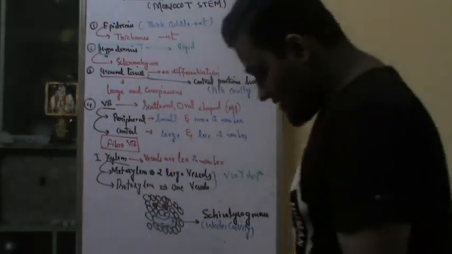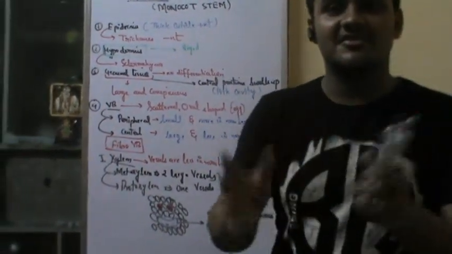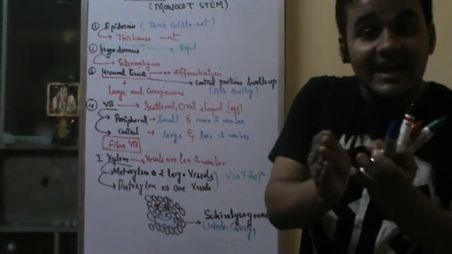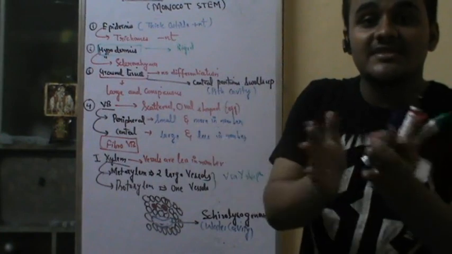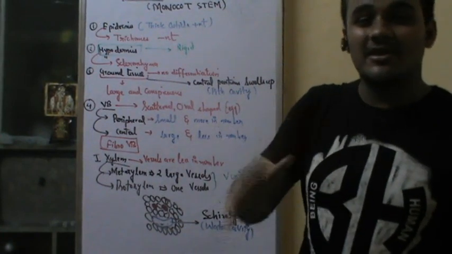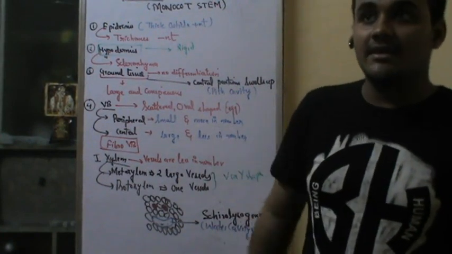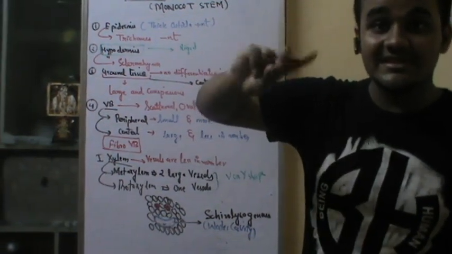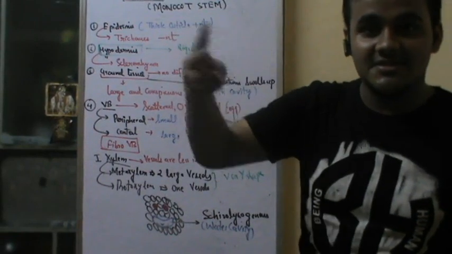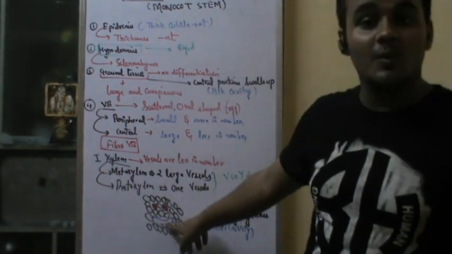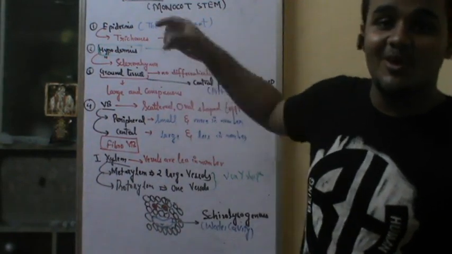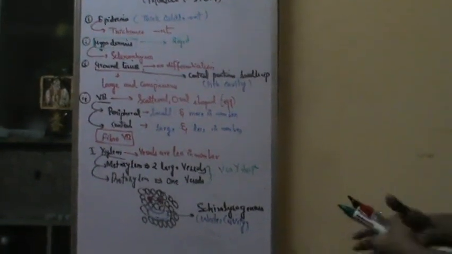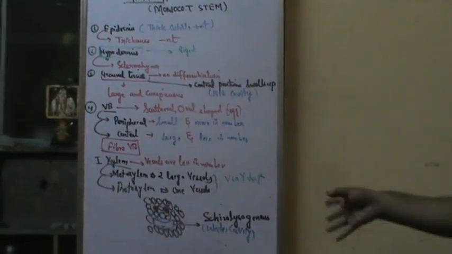So what is schizolysigenous? I told you schizogenous, right? What is it? Separation of cells. Lysigenous means lysis. The particular cavity formed by lysis of cells, by cutting or dividing of cells, is called lysis. So the cavity which is formed by separation of cells, schizogenous, as well as lysis of cells, lysigenous, is called the water cavity. And it's a characteristic feature of the monocot stem. You must remember this firmly. Schizolysigenous is the origin of the water cavity.